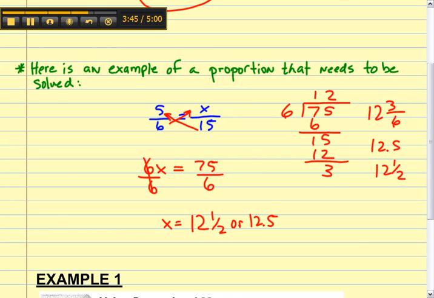Are you happy with that? Fractions. Cross multiply the two that you've got, multiply those two, and divide by the one by itself. 5 times 15 and then divide by 6. Does that make sense? Yes.